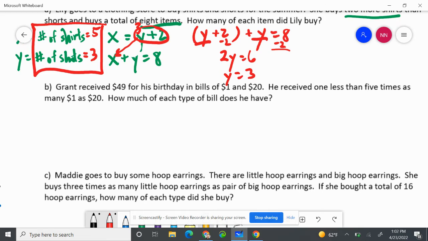Now, Grant receives $49 for his birthday in bills of 1s and 20s. He receives 1 less than 5 times as many 1s as 20s. How many of each type of bill does he have? So let's use D for number of dollars, and we'll use T for number of 20s.